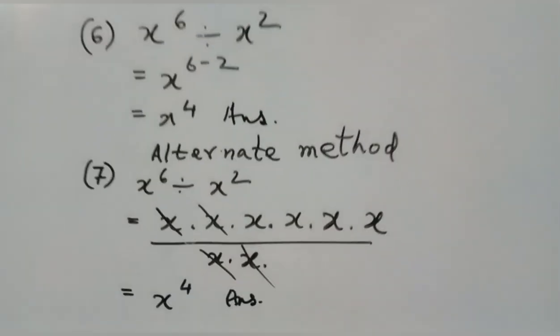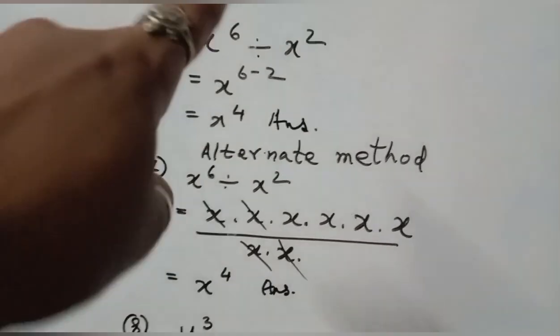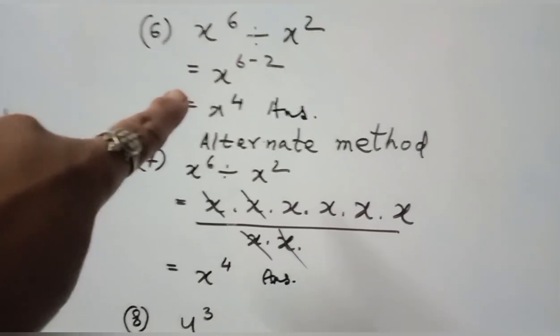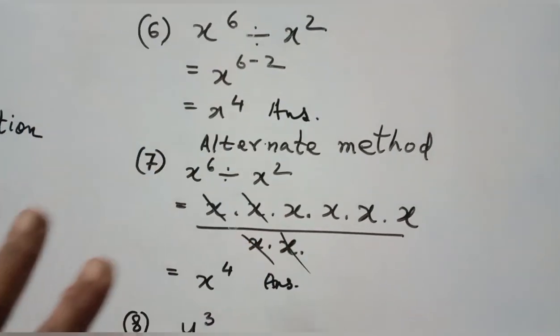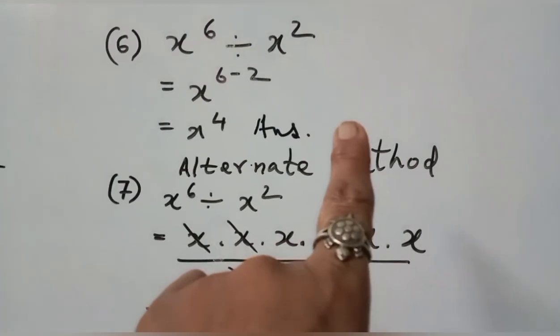Now you see the same sums I have done in 2 ways. I think the first method is easier. You don't have to do so much of work. If the bases are same, powers are subtracted.